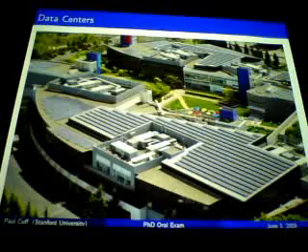Who recognizes this building? What building is it? This is the Googleplex, and I think only Google gets away with using colors like this, and I give them away.